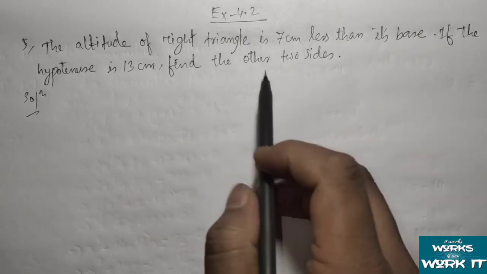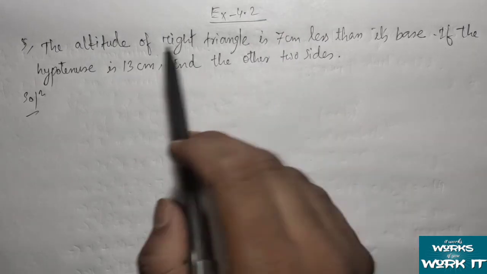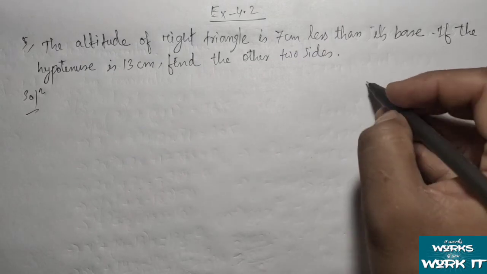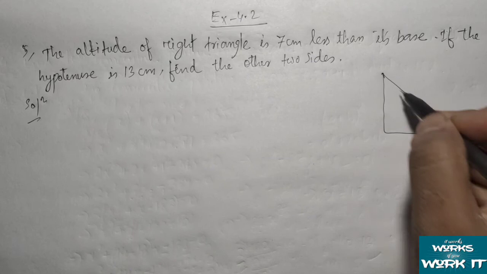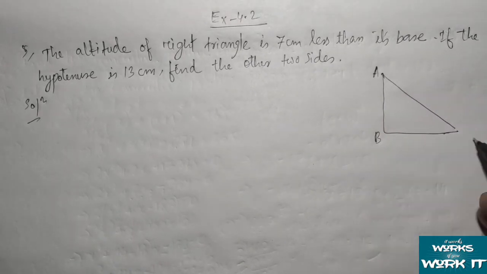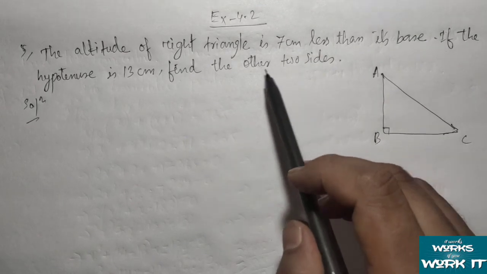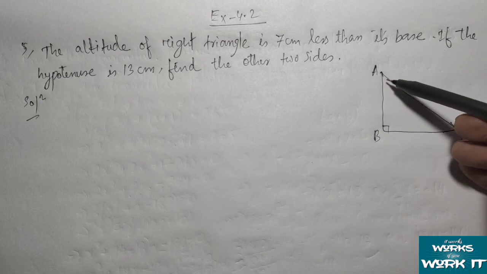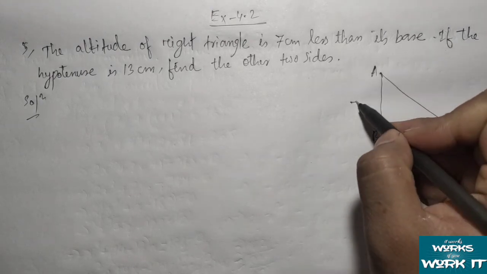So now students, we will be doing question number 5 of exercise 4.2. So what is the question here? The altitude of a right triangle. We will make one right triangle here. Okay, so this is A, B, C, right angle at B. Now what is given here? The altitude of a right triangle is 7 centimeter. So altitude means the height or perpendicular side.